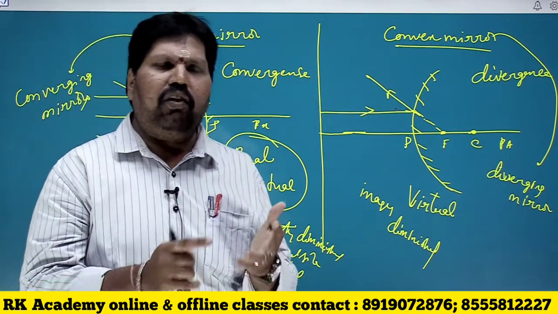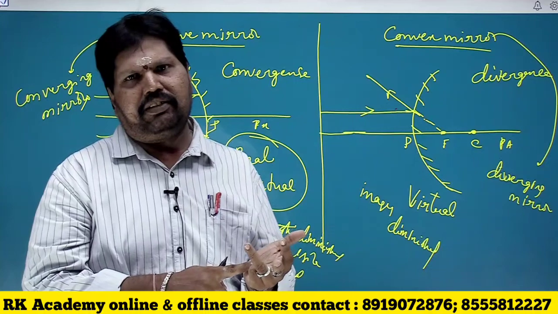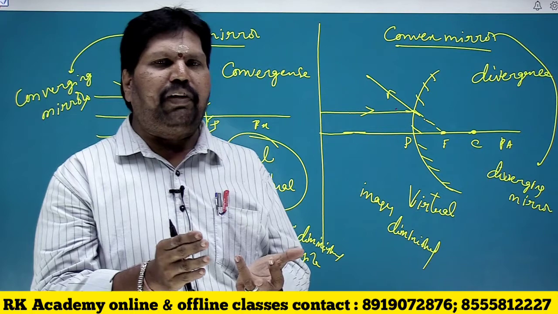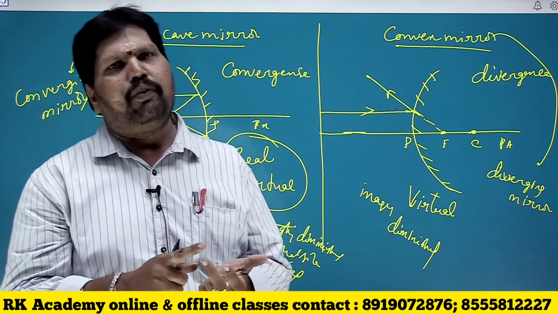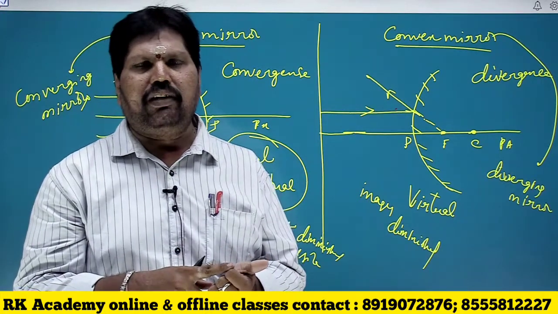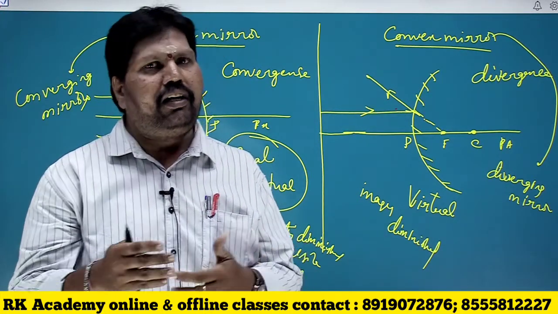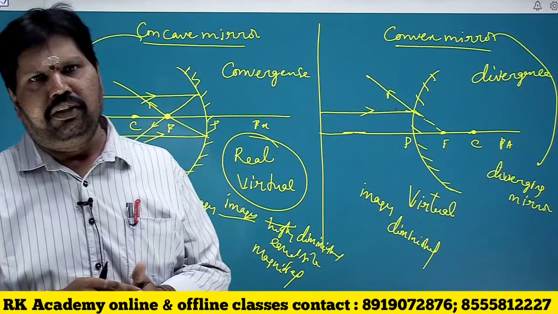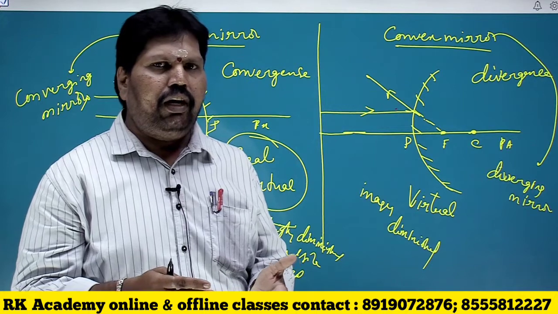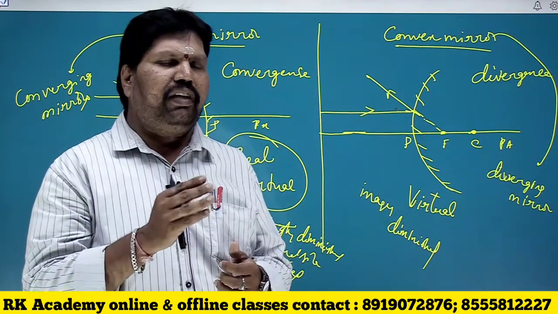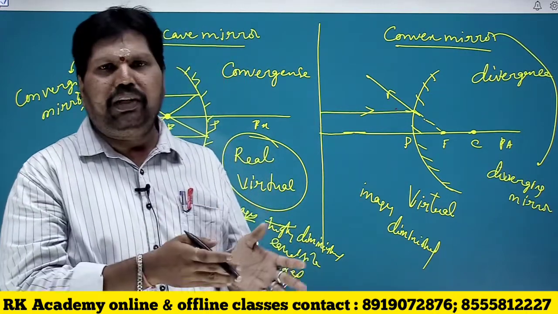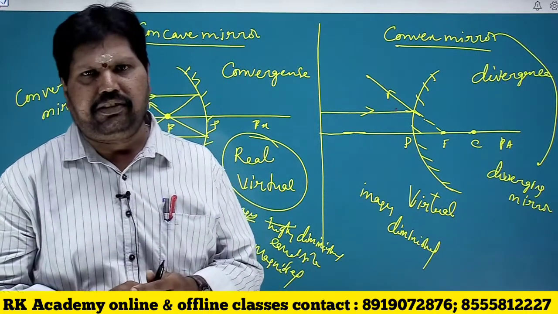Simply to understand, concave mirrors are converging mirrors in which the concave surface is the reflecting surface, and they form real and virtual images, and can form images of the same size, small size and enlarged images. And coming to the convex mirror, it is a diverging mirror where the convex surface is the reflecting surface and it can form only virtual images, that also diminished.